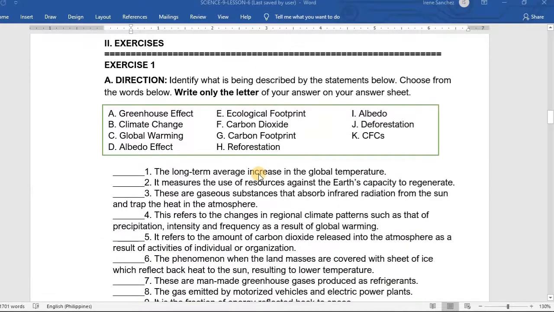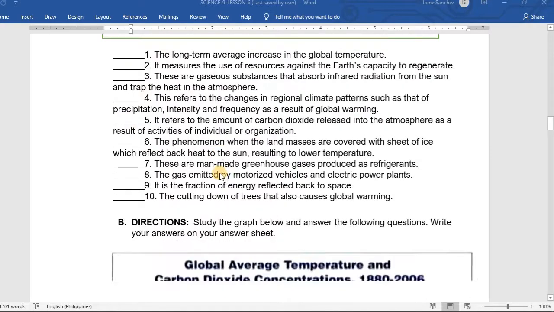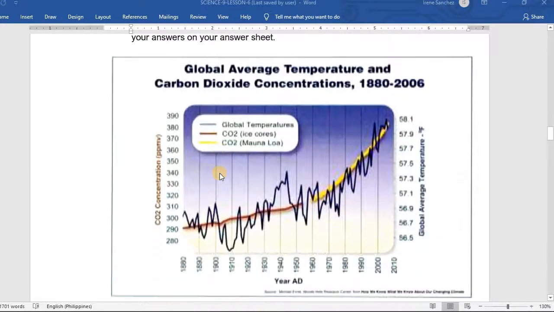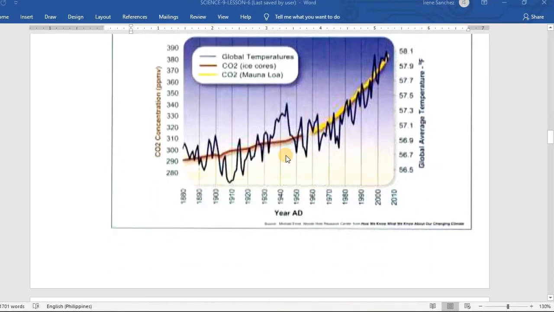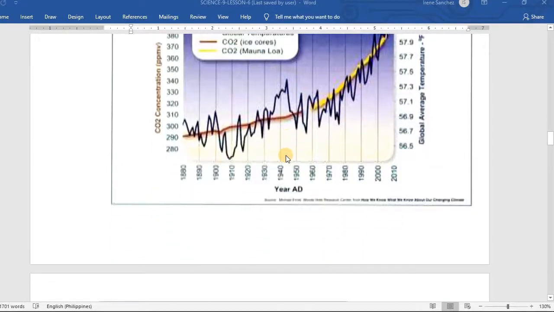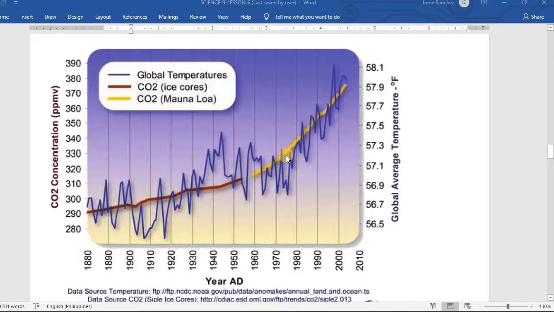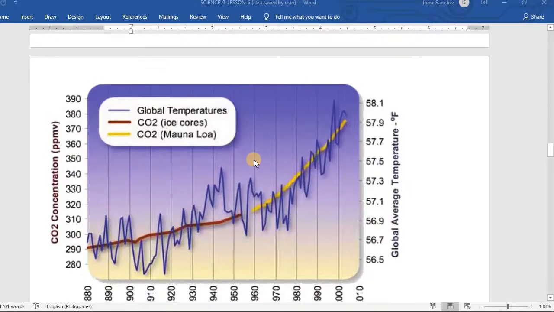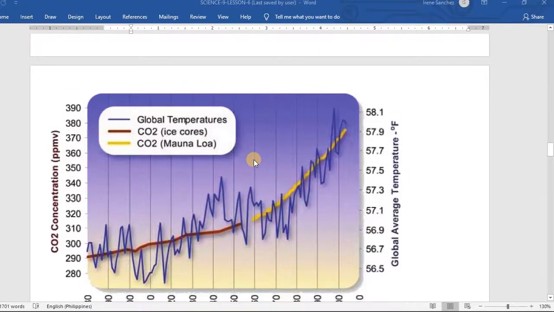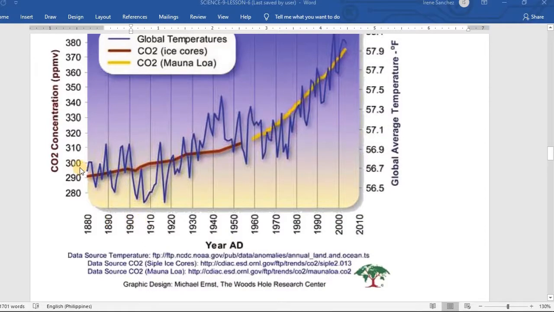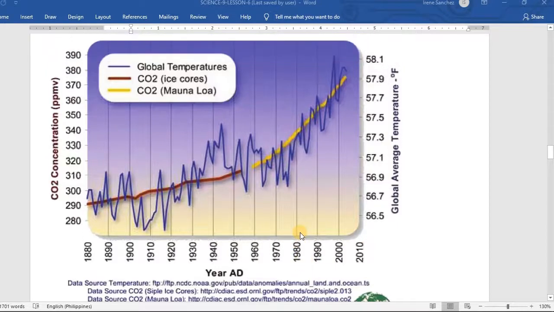Then for the answer sheet, there's an identification part. Then here goes the diagram that you're going to study, interpret, and answer. I was able to find a clearer copy of the diagram. This is all about the carbon dioxide concentration and the global average temperature levels from the year 1880 to 2010. So this is like a combined type of graph.